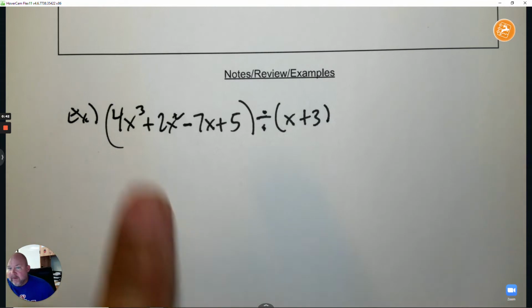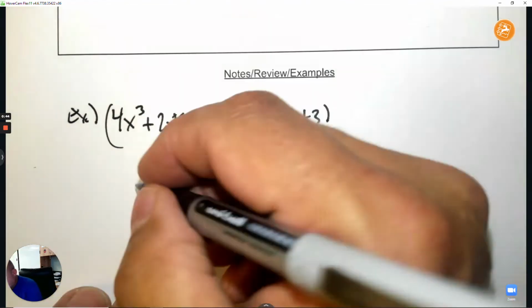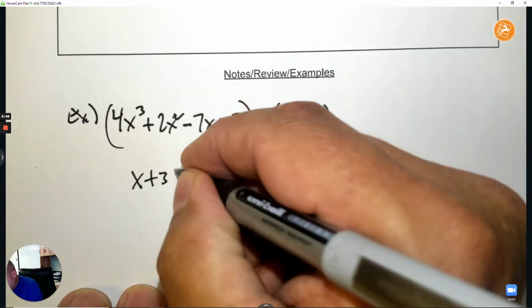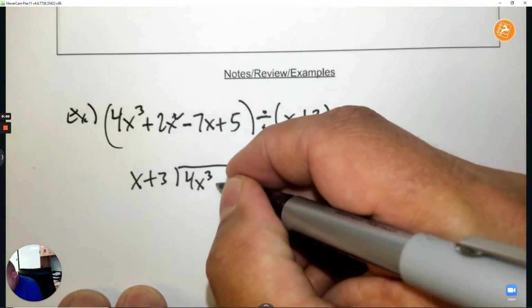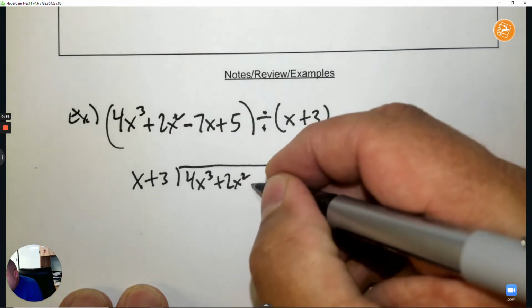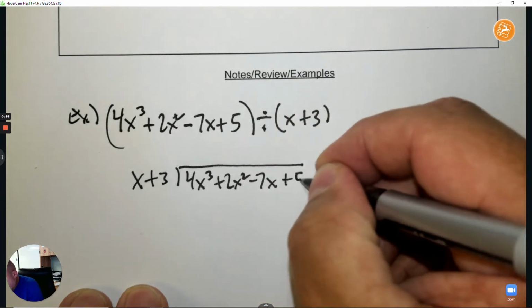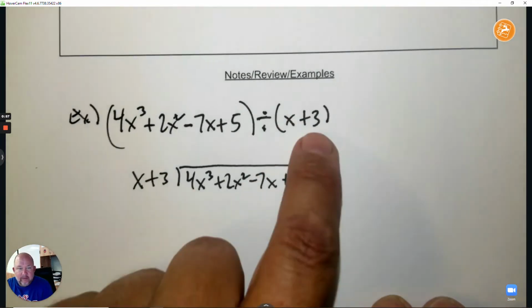Alright, so I'm going to divide these polynomials. So I set it up long division. This is the way you did in elementary school. Long divide sign. This is called the dividend. This is the divisor.